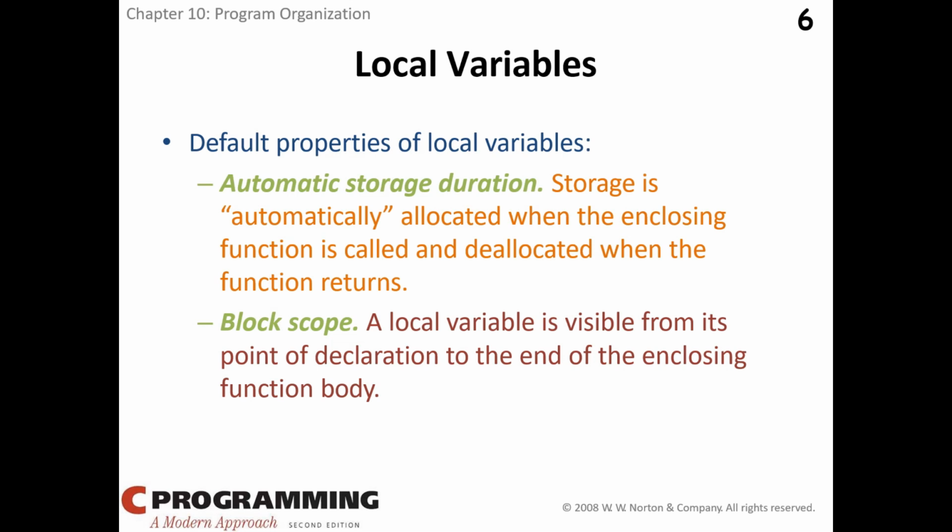Secondly, local variables have what's known as block scope. This means that they're visible and accessible from the point where they're declared until the end of the function in which they are declared. Any code within the function can access and manipulate these variables, but once we leave the function, they're no longer accessible.